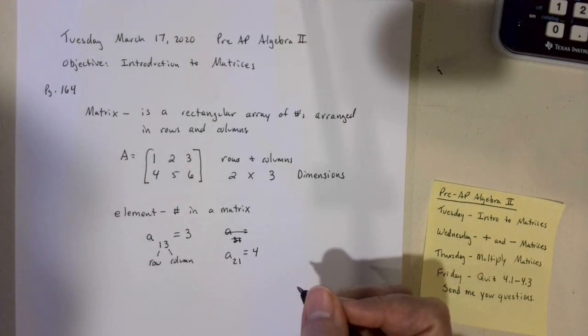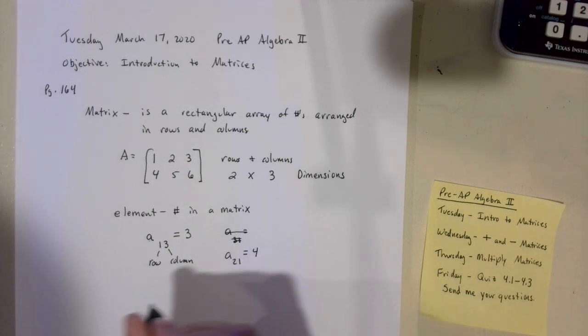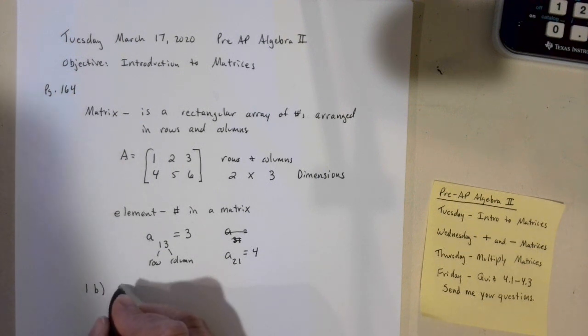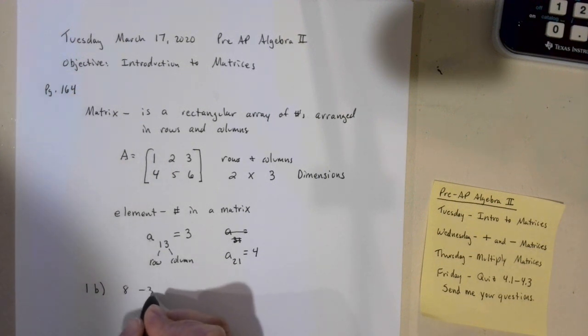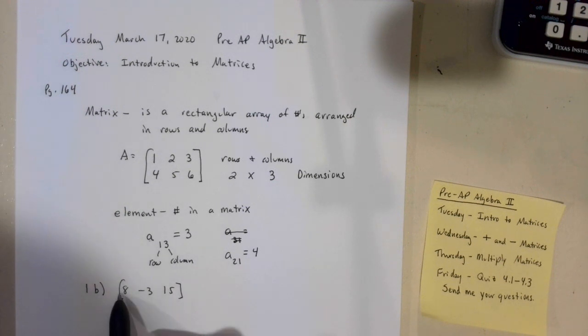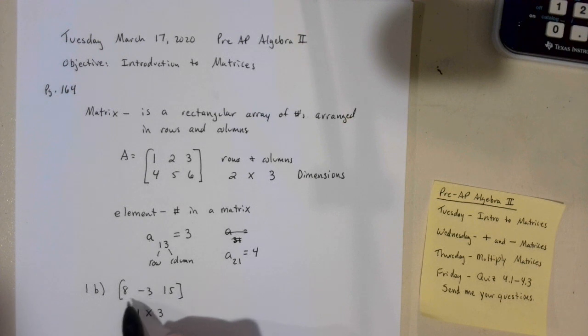Some of the problems that you will notice on page 164, at the very bottom, ask what the dimensions are. If we look at number 1b, you'll see this matrix, and they want to know what the dimensions are. Well, there's 1 row and 1, 2, 3 columns. So some of your homework will simply be the dimensions.